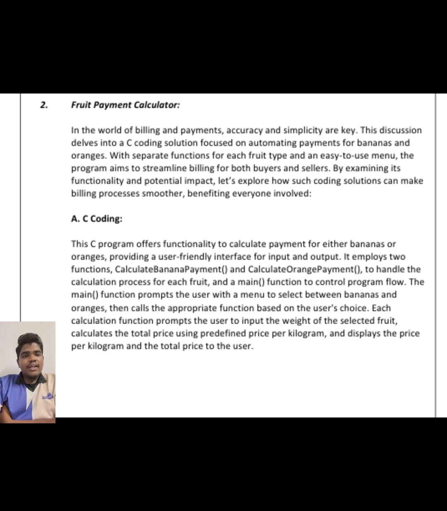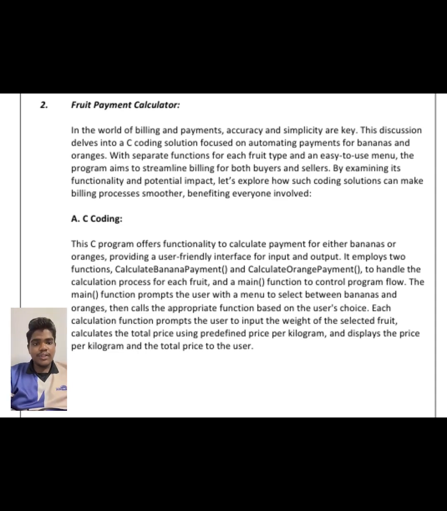Now we can see a discussion of the fruit payment calculator. In the world of billing and payment, accuracy and simplicity are key. This discussion delves into a C coding solution focused on automating payments for bananas and oranges, with separate functions for each fruit type and an easy-to-use menu. The program aims to streamline billing for both buyers and sellers. By examining its functionality and potential impact, let's explore how such coding solutions can make the billing process smoother, benefiting everyone involved.